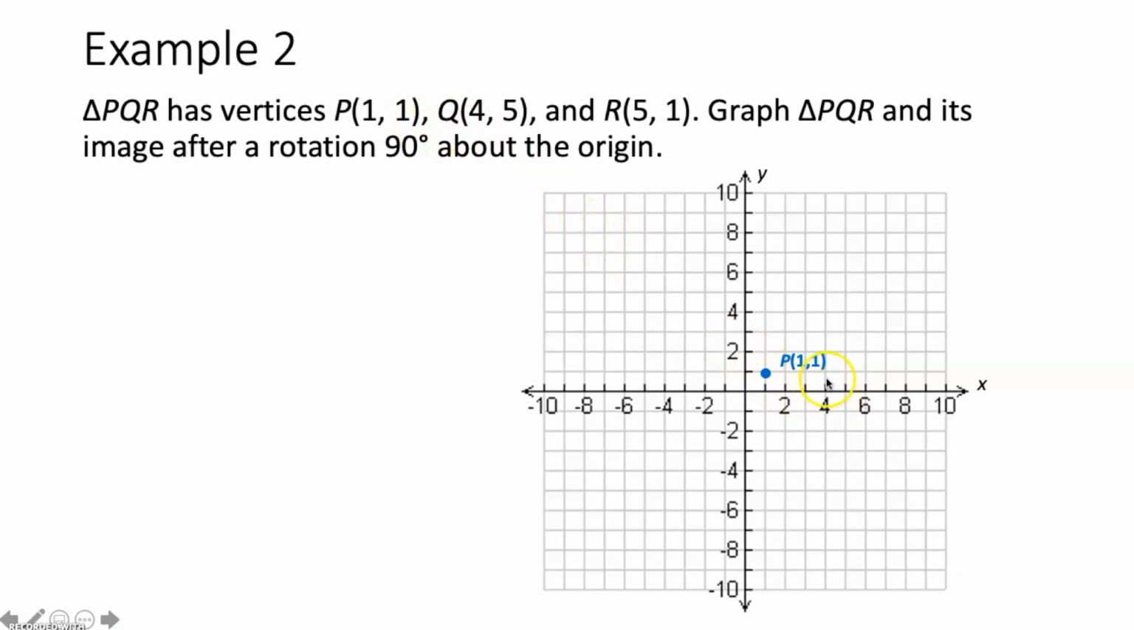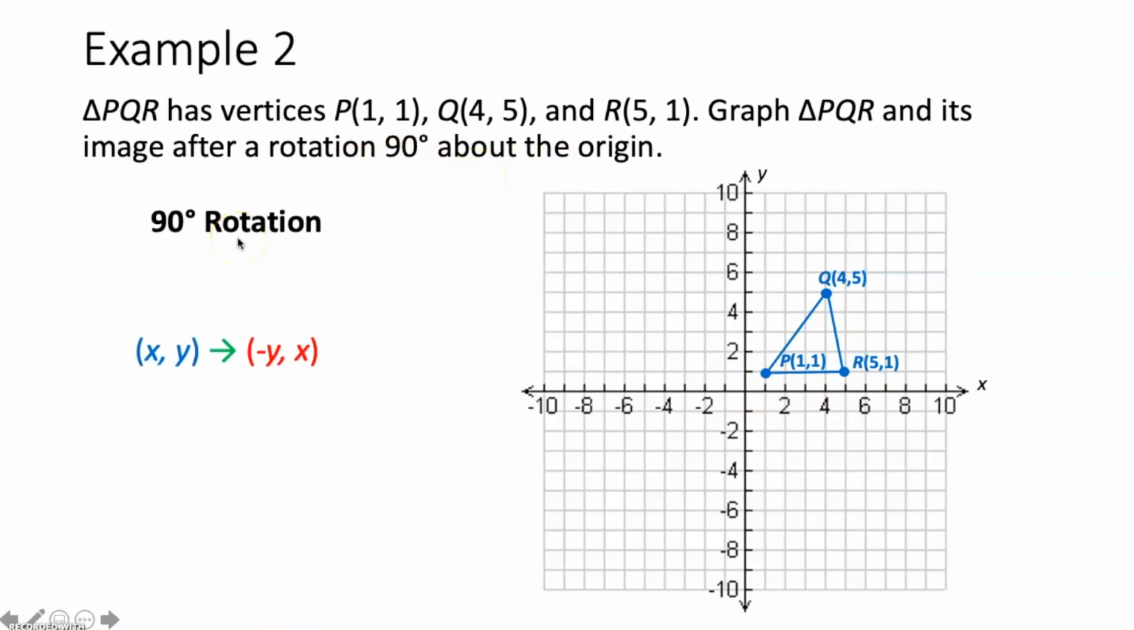We go over 4 on the x-axis, up 5 on the y-axis, put point Q. Point R is at 5, 1. We go over 5 on the x-axis, up 1 on the y-axis, put a point. There is our triangle PQR. Now we're going to rotate this triangle 90 degrees about the origin. And because it doesn't specify, we are rotating 90 degrees counterclockwise.